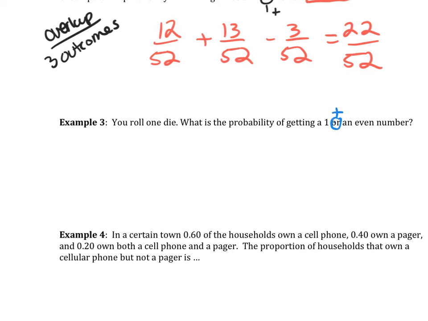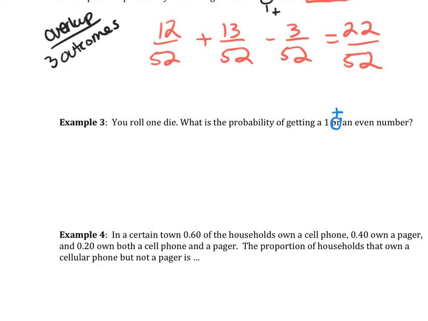So again, we have that "or" there, which means addition. I'm emphasizing this because tomorrow we're going to learn when we're going to multiply probability, and so you have to get used to identifying when you're going to add and when you're going to multiply. So it's a good habit to get into now. Whenever you see the word "or," put a little plus sign so you know you're adding.